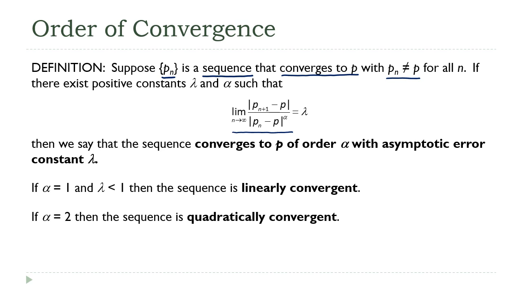All right, so let's take a closer look at this limit here and see what's going on with the numerator and denominator. Each of these two parts are error terms. The numerator is the error of the n plus first term. It's how much the n plus first term differs from the actual convergent value. And the denominator is the error of the nth term. So what do we see when we look at the ratio? By taking the limit of the ratio, we're saying that the rate at which the errors are changing, give or take that alpha value, needs to be approaching a constant.